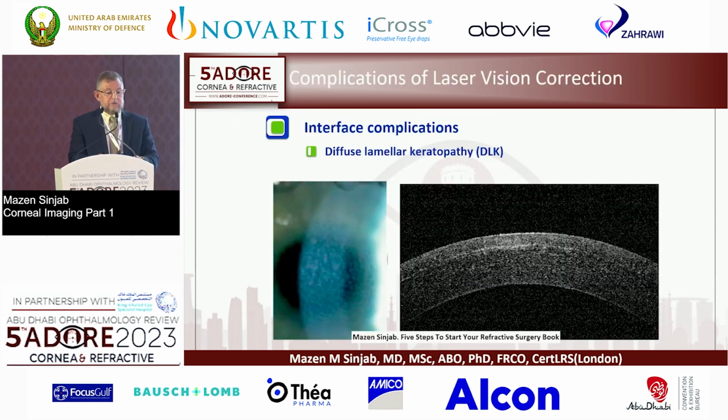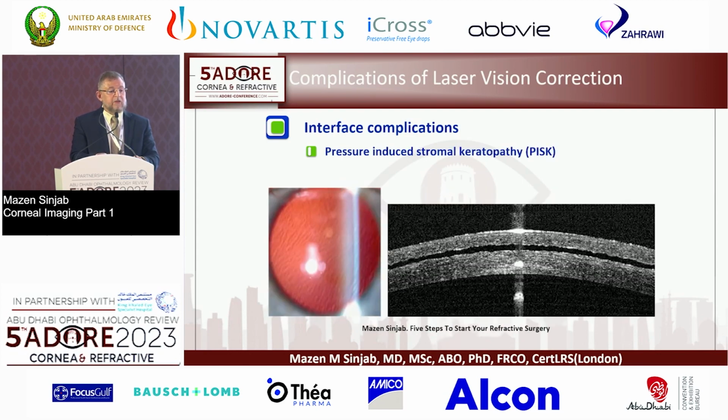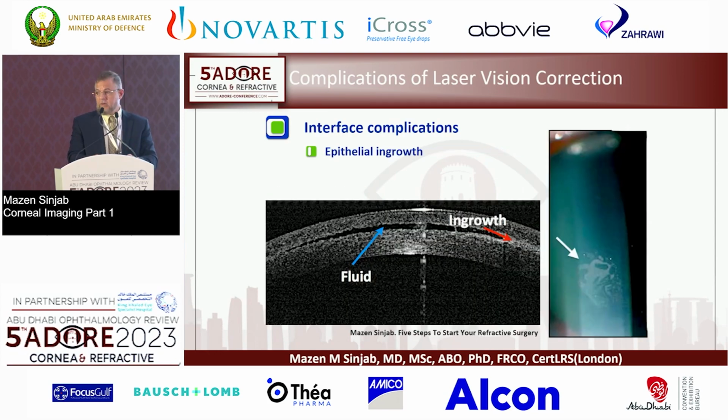Now we come to the anterior OCT. Of course, we need it in order to understand what's going on in the cornea when we have a complication. For example, diffuse lamellar keratitis, to differentiate it from central toxic keratopathy, and as well to check the pressure-induced stromal keratopathy, which deceives you by giving you false normal eye pressure, and you give more steroids, and it gets worse, and then you give more steroids. While if you just check the eye pressure with your fingers, you will find it very tough. So you just stop the steroids and you give anti-glaucoma drops, and it will be perfect.